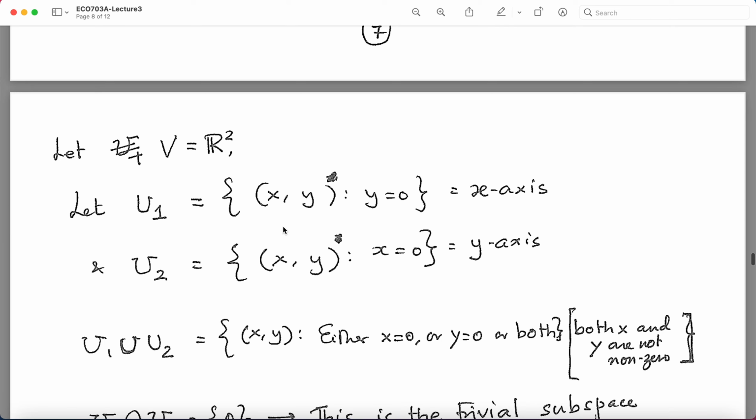Take U1 as the set of all vectors, I should write as column vector, (x, y) such that... or you can write it like this also, it does not matter. Once you understand the idea, that is fine. You can write as row vector or as column vector. I would always write it this way because I am habituated in writing so, but in my mind I know that I am writing it as a column vector.